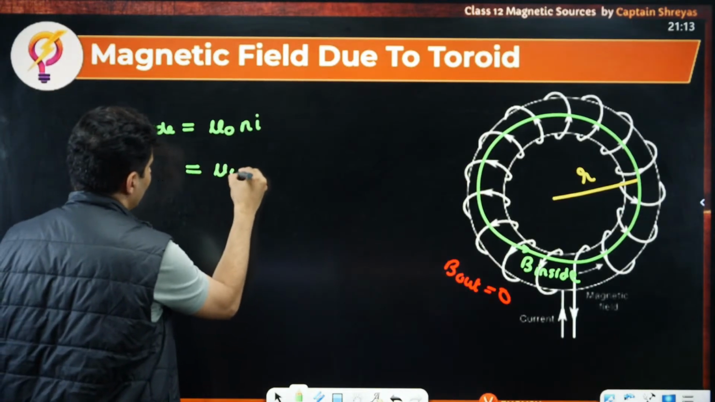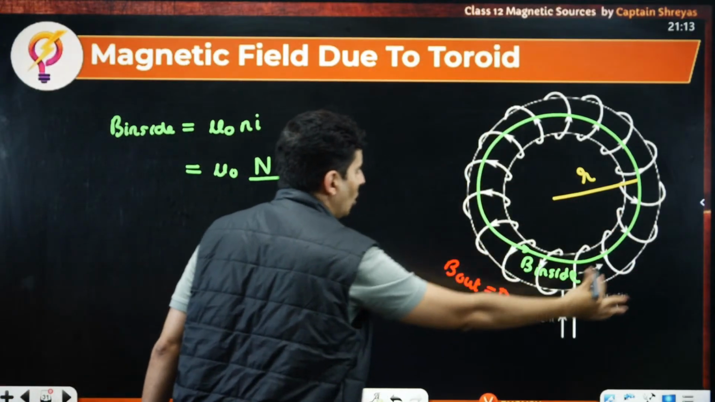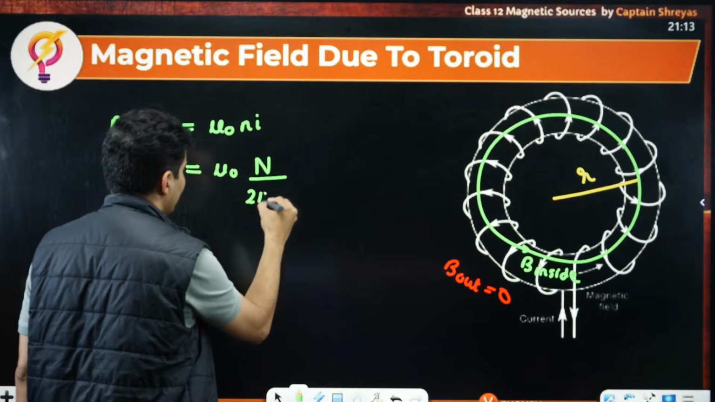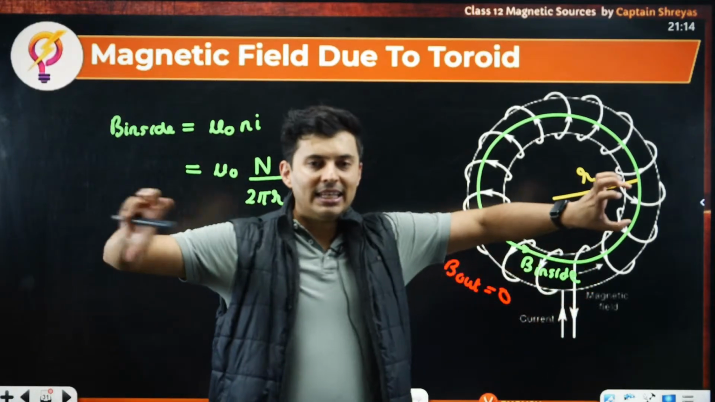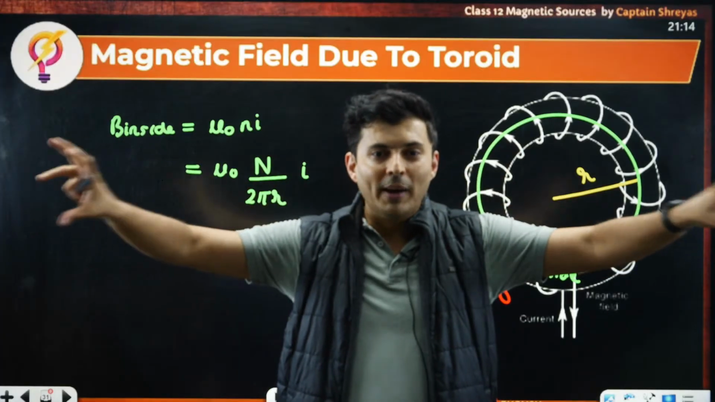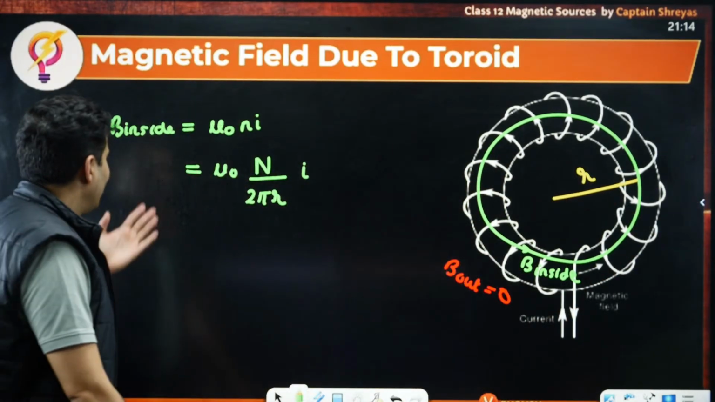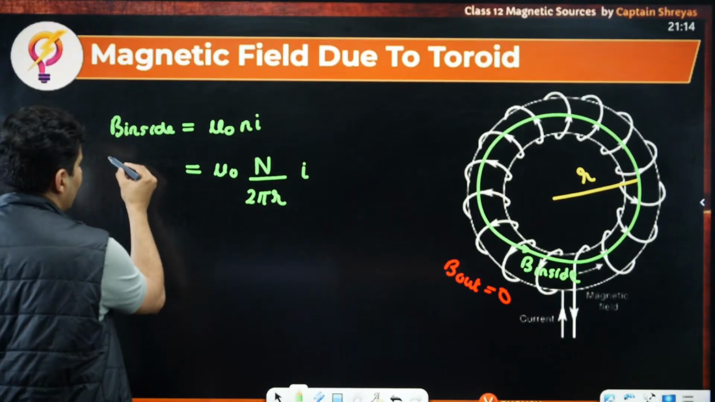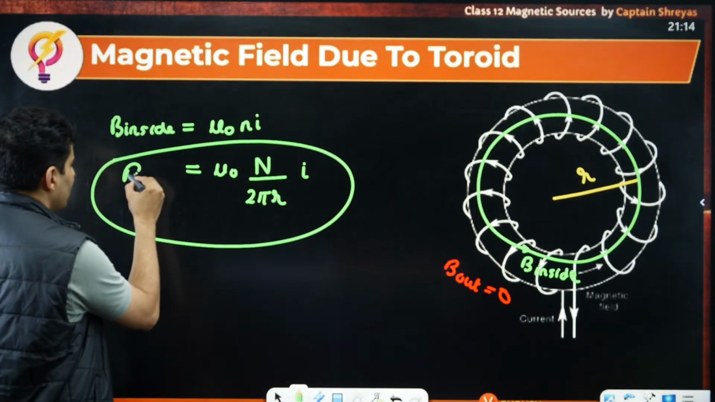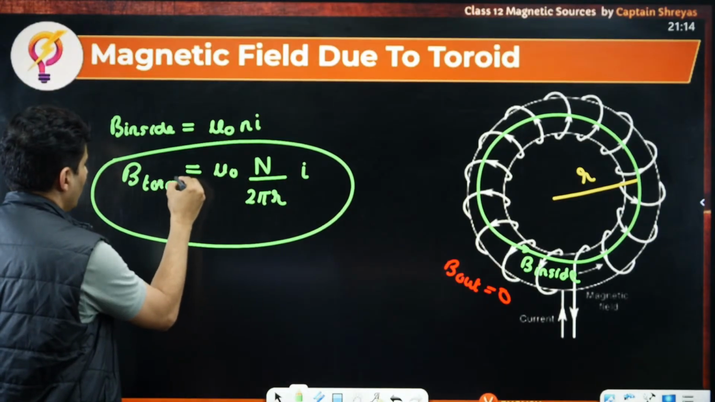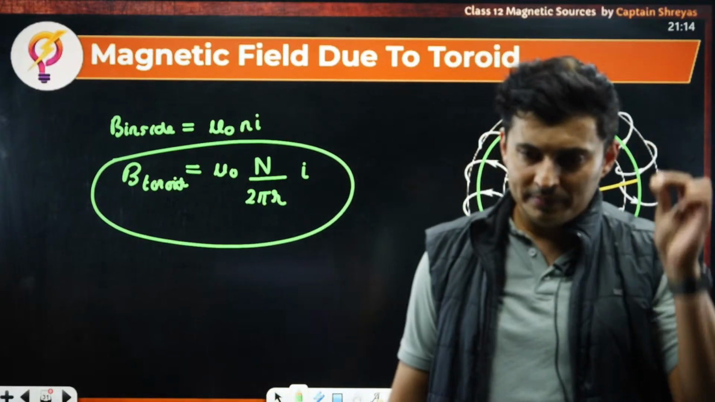And if you want, the number of turns per unit length is the total turns by the total length of the solenoid, which is 2 pi r. So if you open this up, the length of the solenoid will be 2 pi r. That is the reason why I am dividing it by 2 pi r. So that is another way of looking at the magnetic field of a toroid. Is this clear? Everyone? Yes? Perfecto?